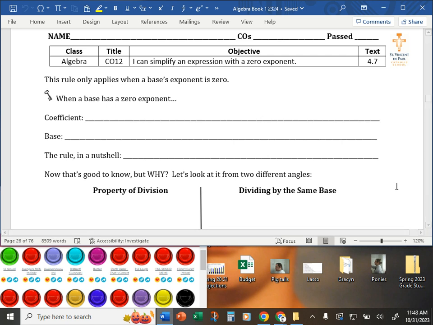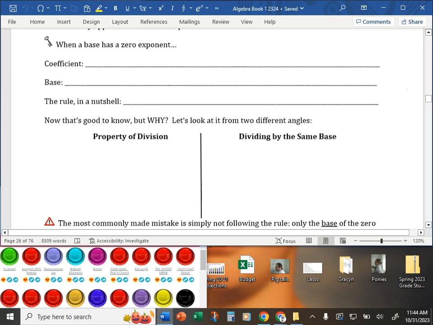We are moving on with the third of 5 rules, CO12, simplifying expressions with a 0 power. Now, on paper, this rule seems to be the easiest because it only applies when you have an exponent of 0, and it's pretty straightforward. However, it requires a solid understanding of the difference between a base and a coefficient. We're going to start with the rule, and then we're going to explain it a couple different ways.